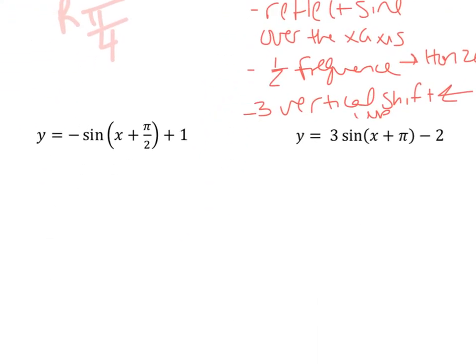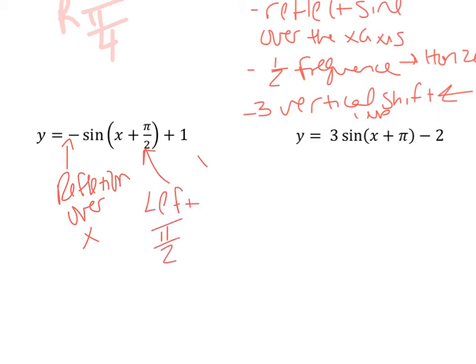This one down here is, again, another reflection over x. This is a plus π/2, so it's moving left π/2 units. And this one is going up 1, which is also giving your midline y = 1.